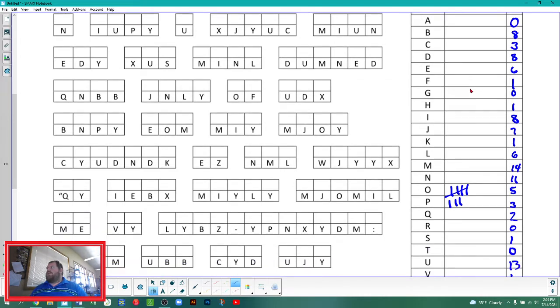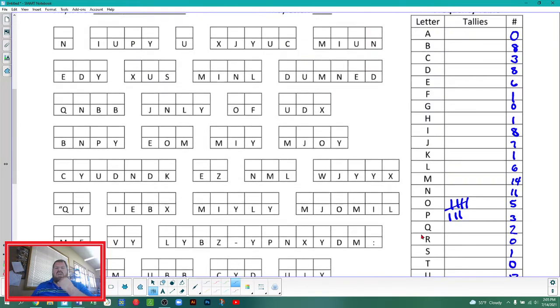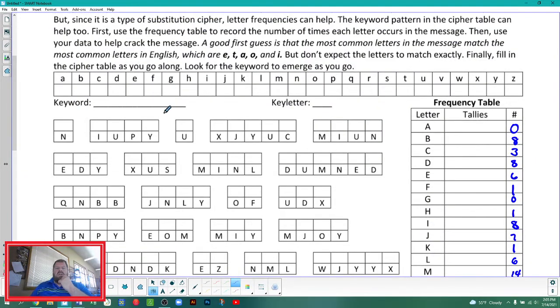Now, it's been found that in standard English writing, the most common letter that's used is E. And the second most common used letter is T. Now, how are we going to use that? Well, what we're going to try, and again, this is a guess, it's a guess and check system. We're going to take our most common letter, which I found to be Y, and we're going to say, just as a guess, that Y is going to be an E, making our cipher strip this, that E came from Y.